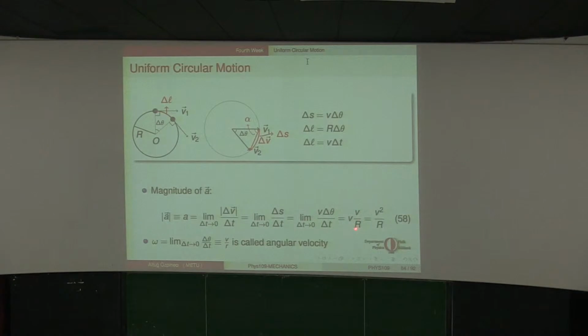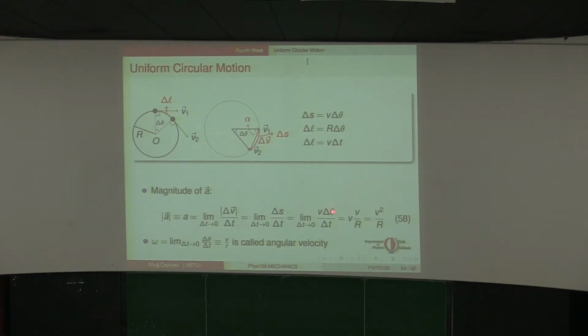But v is constant, r is constant, nothing depends on delta t anymore. So this limit is trivial. So the magnitude of acceleration is now v squared over r. So we know that if we have an object of mass m making uniform circular motion, we had already shown that the direction of acceleration is along the radial direction towards the center, and the magnitude of that acceleration is given by v squared over r.